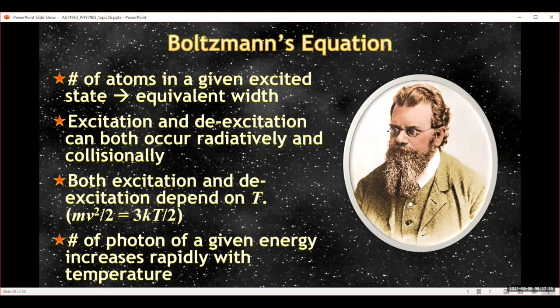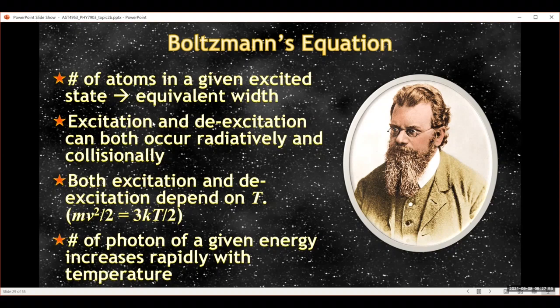So let's talk about Boltzmann's equation. This is something that's really useful for us to understand and how we apply that equivalent width that we were just looking at. So what we've got is a number of atoms in a given excited state. When they jump down, it gives us an emission line. Causing them to jump up to that excited state gives them an absorption line. But either way, the equivalent width is a measure of the number of atoms in that state.